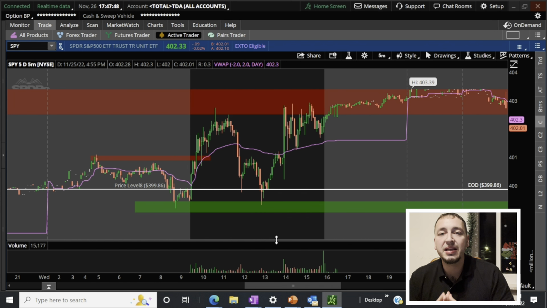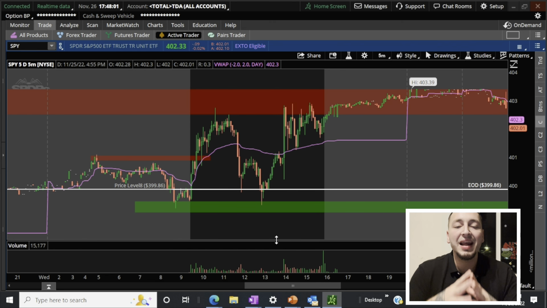I know I talk about the importance of a chart pattern within a supply or demand zone being the most important and the only way to trade. It's the most simple way to trade, and it is the most powerful way to trade, in my opinion: a chart pattern within a supply or demand zone.